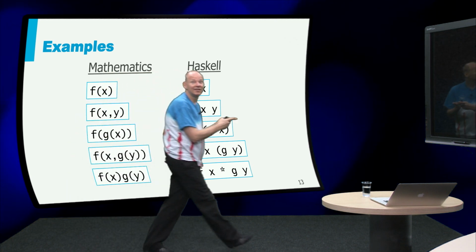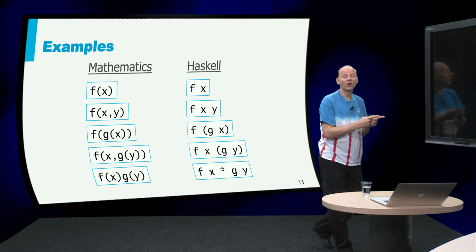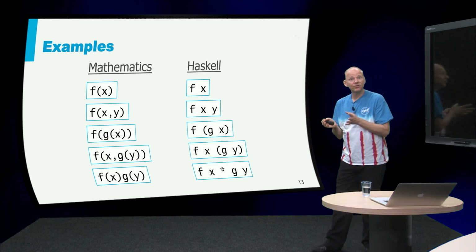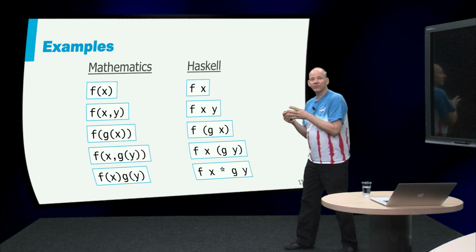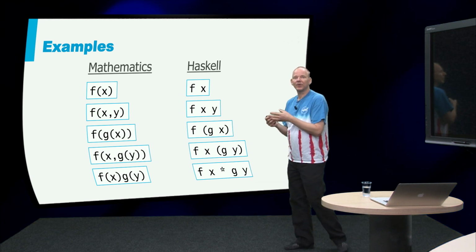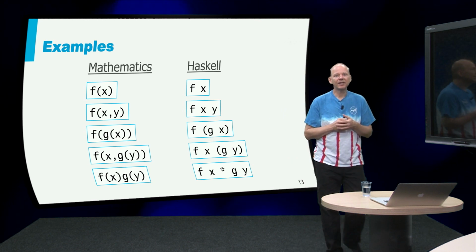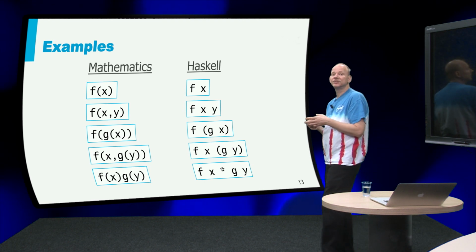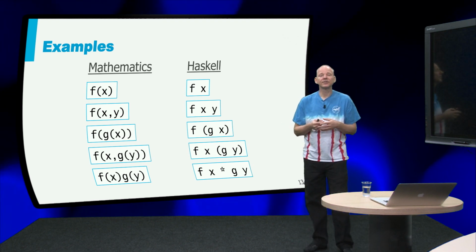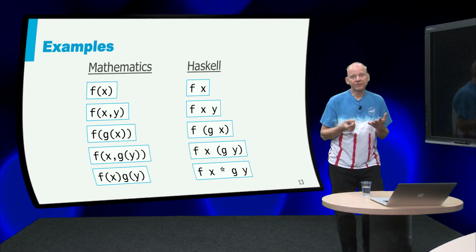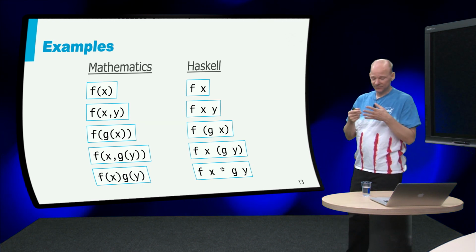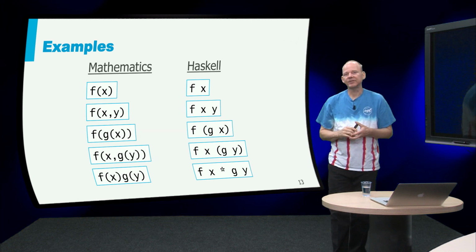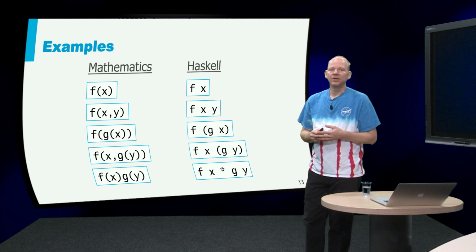Okay? So instead of f open paren x, we write f space x. Instead of passing two parameters to f, we apply f to x, and then apply that result to y. Instead of f open paren g open paren x, we can write f of g of x. And later we will see that we can write that using function composition, as f compose g. Okay, and the rest of the examples should be obvious.